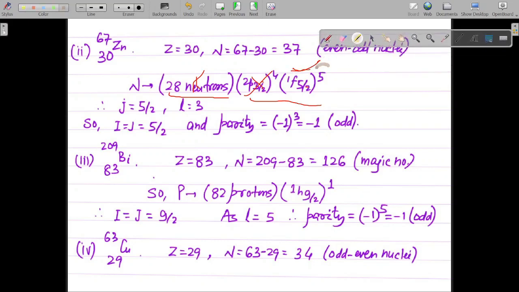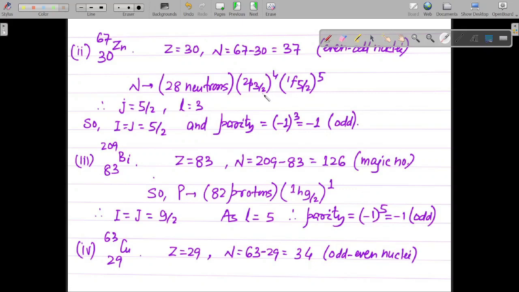Unpaired nucleon means 5 nucleons are there in this, 1f 5/2 5. So J equal to 5/2, so I will be equal to 5/2 because the unpaired neutron resides in this 1f 5/2. L equal to 3 because of F. For S, the value of L is 0. For P, the value of L is 1. For D, the value of L is 2. For F, the value of L is 3.